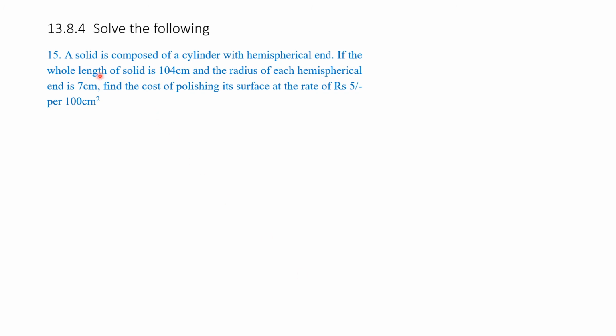Problem number 15. A solid is composed of a cylinder with hemispherical ends. If the whole length of solid is 104 cm and radius of each hemispherical end is 7 cm, find the cost of polishing its surface at the rate of rupees 5 per 100 cm square. Please read the problem once again. Here, the solid is composed of a cylinder and hemispherical ends. If the whole length is 104 cm, the radius of each hemisphere is 7 cm. That means there is a hemisphere at the top as well as at the bottom. Let us see the figure.